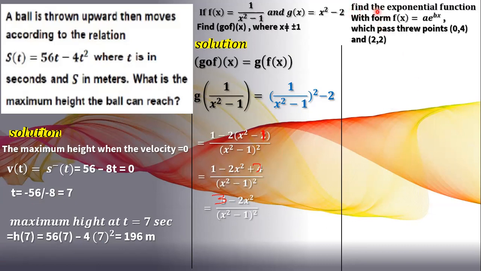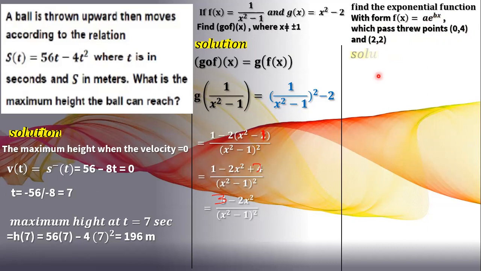Next question. Find the exponential function of the form f of x equals a times e power bx, which passes through points (0, 4) and (2, 2). For these points, x and y, we have to calculate the values of constants a and b. So we must get 2 equations.